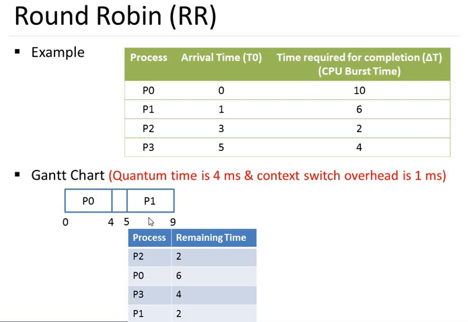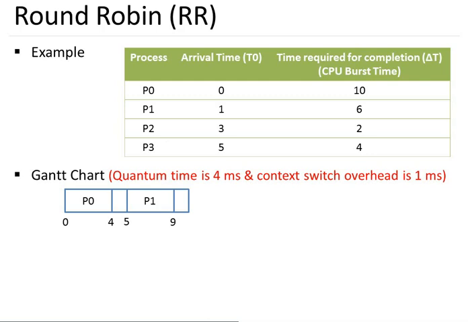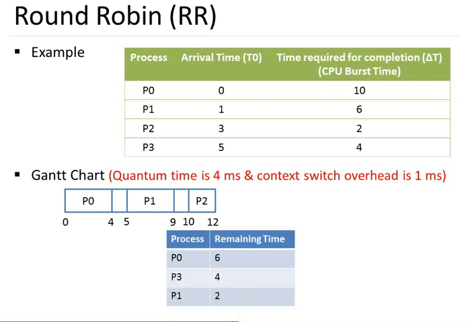So P1 is executed. Now process P2 will get its turn, but before that, 9 to 10 is the context switching overhead, so the CPU is idle. After that, process P2 requires just 2 units to execute, so this process is completed in just 2 units, from 10 to 11, 11 to 12. It will not run for the full 4 units because it only required 2 units. That's why it will be terminated at 12. So process P2 is completed over here.